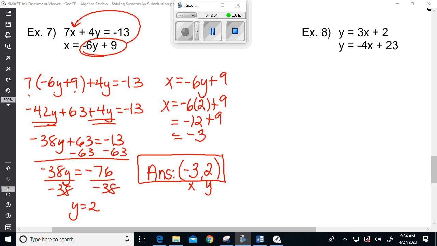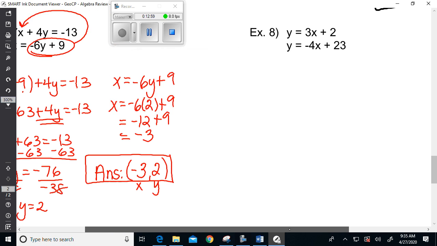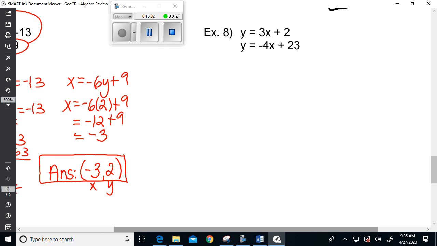So example 8 is a special circumstance with substitution. That's because you have two equations in which both of them already are equal to the same variable. So you have y equals something and y equals something. So you have y equals 3x plus 2 and y equals negative 4x plus 23. They're both equal to the same variable.